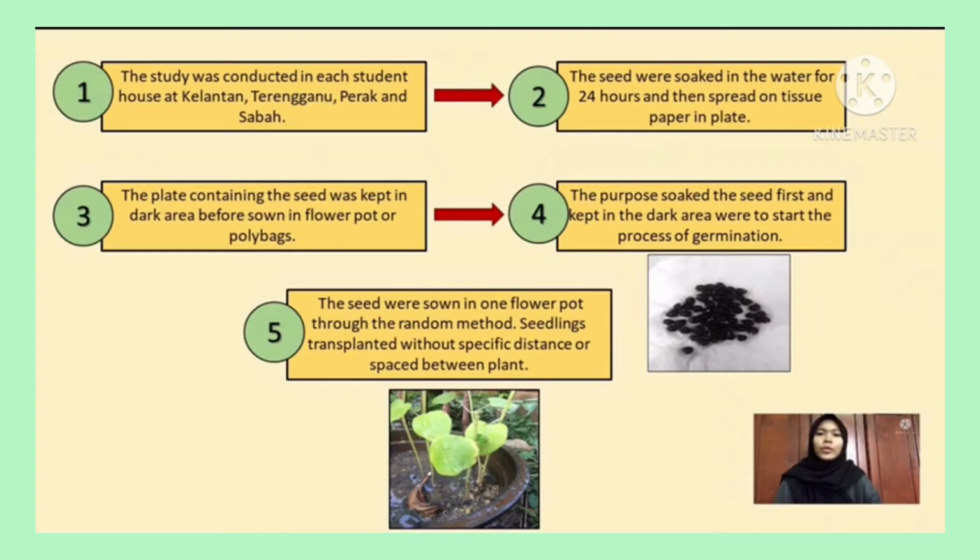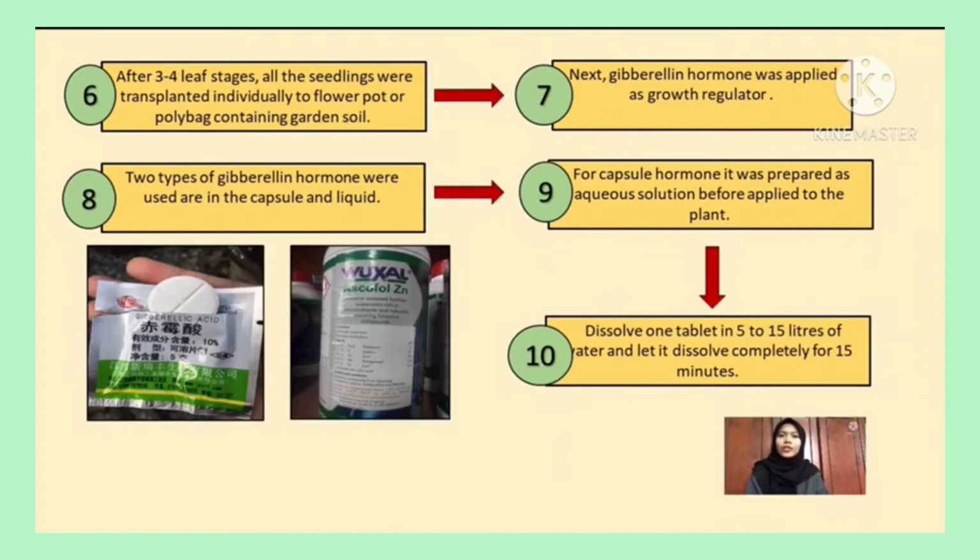The seeds were sown in one flower pot through the random method. With the random method, seedlings were transplanted without a specific distance or space between plants. After the 3 to 4 leaf stage, all the seedlings were transplanted individually into flower pots or polybags containing garden soil. The okra plants were planted individually in flower pots to ensure they had enough space and good nutrients. Next, in this experiment, the gibberellin hormone was used as a growth regulator.